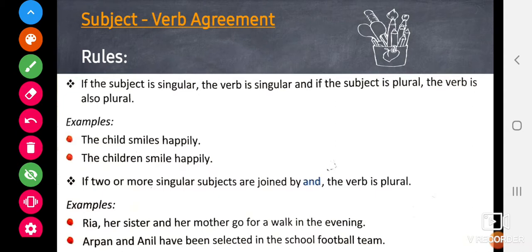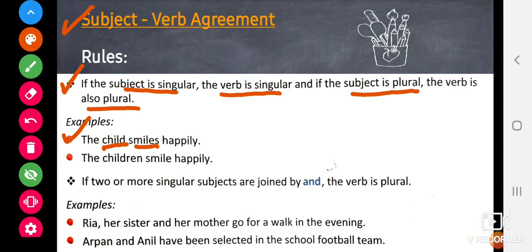The second topic is subject-verb agreement. Let us move ahead with the rules. If the subject is singular, the verb is singular. If the subject is plural, the verb is also plural. Example, we have singular subject, singular verb, plural subject, plural verb.